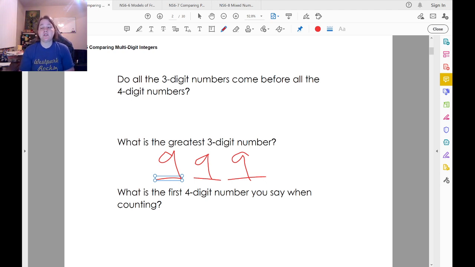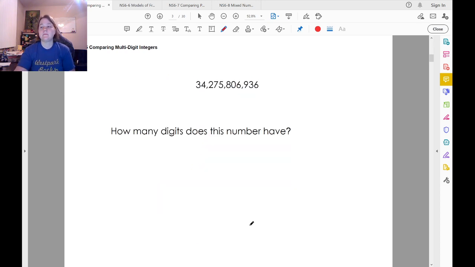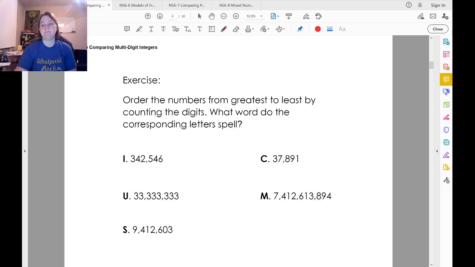What's the first four-digit number you say when counting? Well, what is the number that comes after 999? 1,000. How many digits does this number have? We could count each individual digit, or we could know that for each of these numbers before a comma, there's groups of 3. And then there's 2 here. So 3 plus 3 plus 3, 3 times 3 is 9, plus 2 is 11.